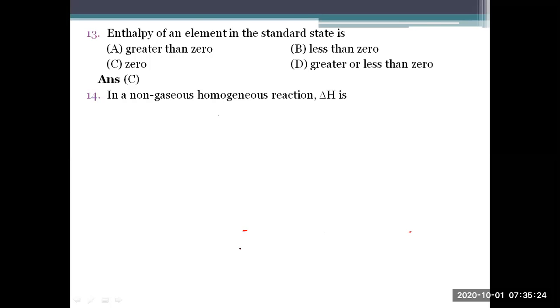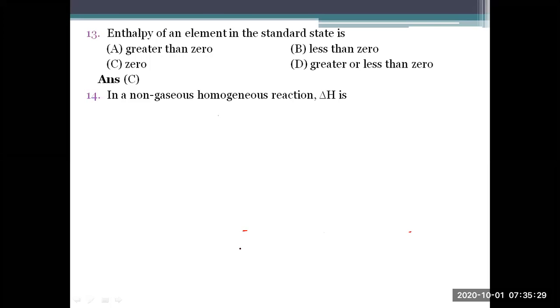We'll take up 13th. Enthalpy of an element in the standard state is 0. Enthalpy of an element in standard state is taken as 0 for all calculations. Elements exist, they do not form as compounds. Elements when combined, a compound is formed. 14.